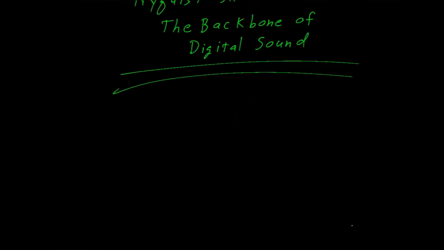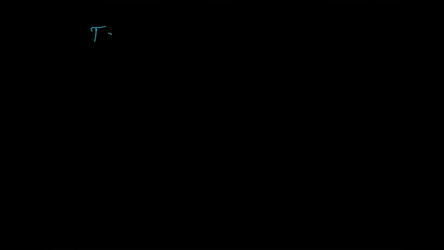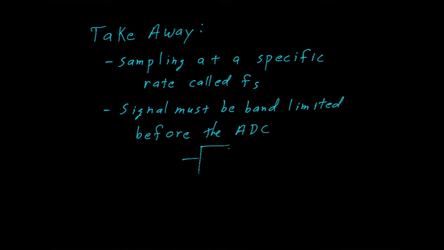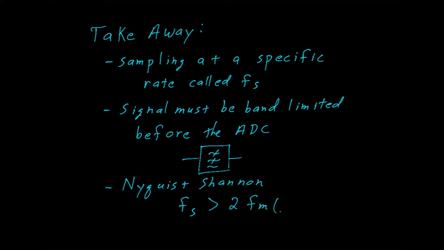Excellent. Welcome back. Let's go ahead and record the takeaways from that video. Sampling is done at a specific rate called the sampling frequency. The signal must be band limited before reaching the ADC. That's done with our anti-aliasing low pass filter. The settings for that filter are determined by Nyquist-Shannon, where the sampling frequency must be greater than 2 times the maximum modulating signal.